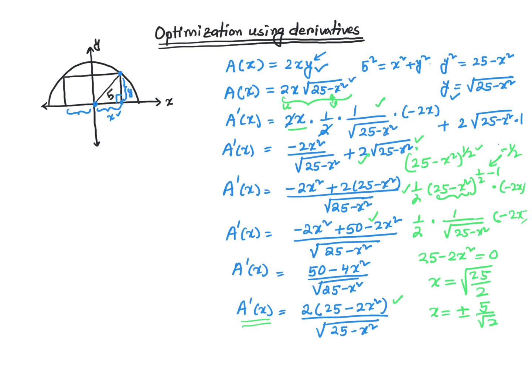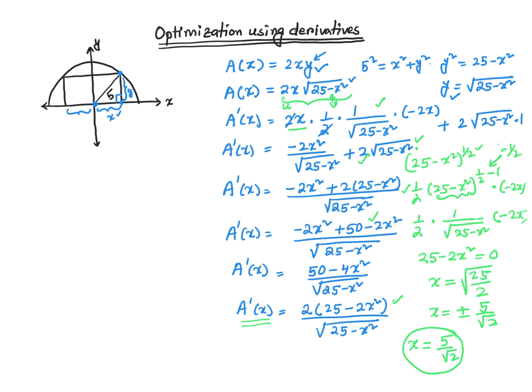But we are going to ignore the negative value of x because we are dealing with length here, and we want to stick to positive values, right? Length cannot be negative at this point. So it's going to be 5 times square root of 2. So that's my critical point, by the way, where the derivative is 0.